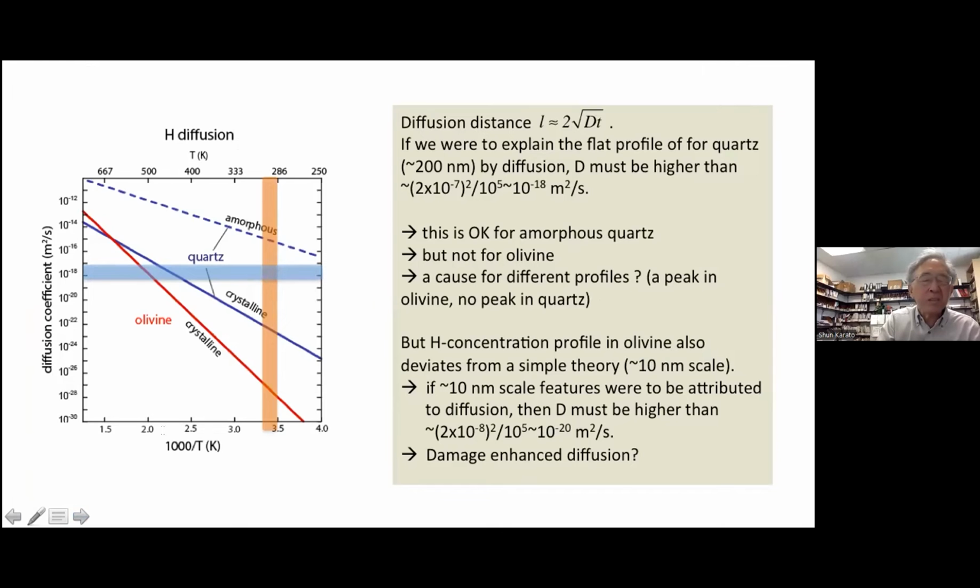So it's too low. So we need the enhanced diffusion by perhaps radiation, but this must be investigated. That is, the diffusion of hydrogen in amorphous olivine has got to be investigated. I think in Bochum they have a facility to do that, and I understand they are working on this. Okay.